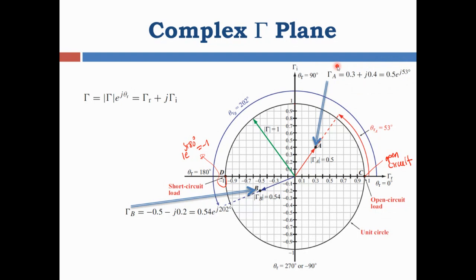And again, we have a different load now that results in point B. At point B, the real part is -0.5 and the imaginary part is -0.2, which results in a magnitude, or complex absolute value, of 0.54, and then an angle, again inverse tan of 0.2 over 0.5, which is going to be 202.